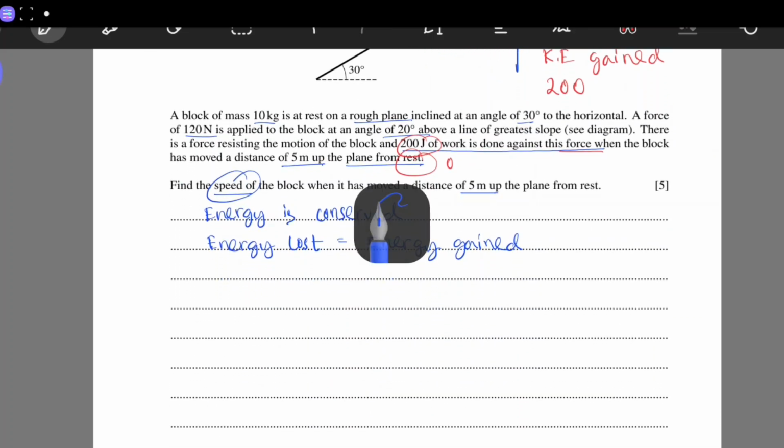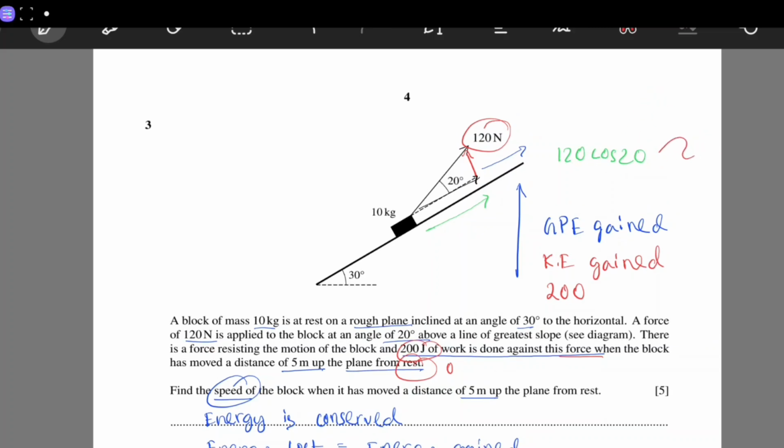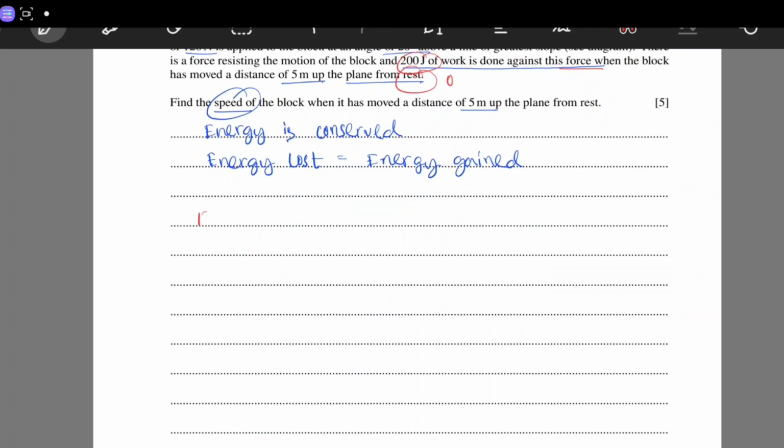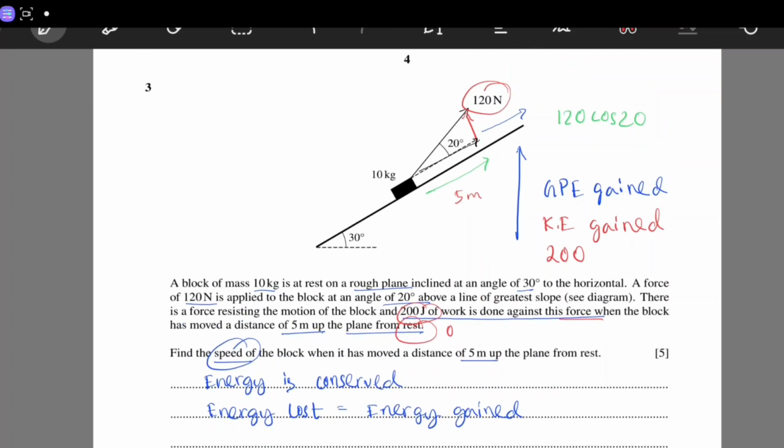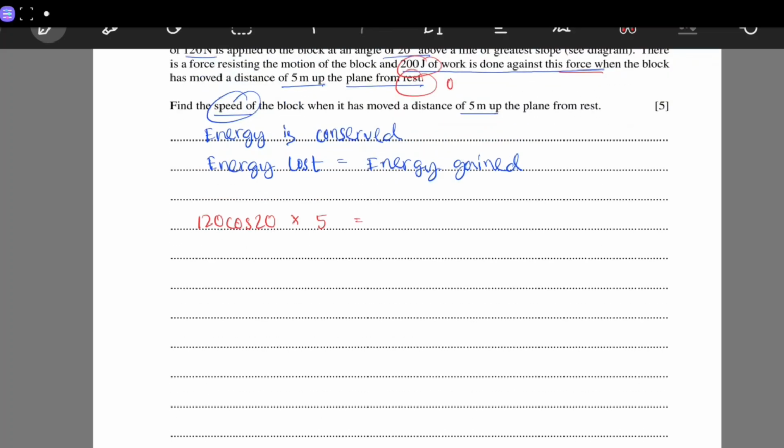Keeping that in mind, I'll start to form my equation. Work done is just force times distance moved in the direction, which is 5 meters. So the force 120 cos 20 times 5. This is the energy lost, since this force is doing work so that GPE is gained, KE is gained, and work is done against friction. So this is equal to the GPE gained plus KE gained plus the 200.